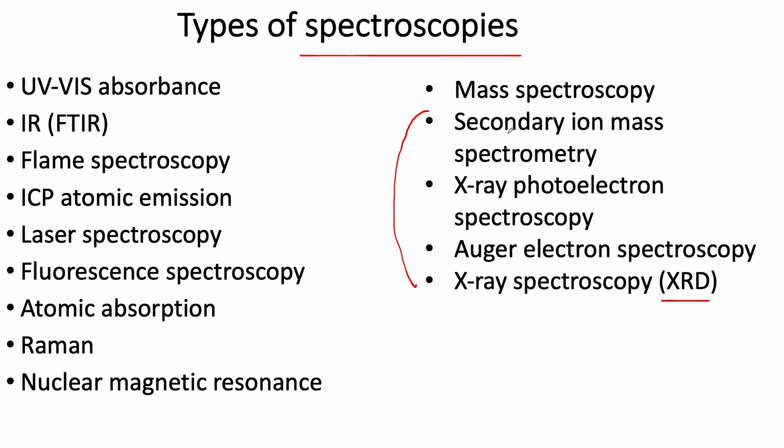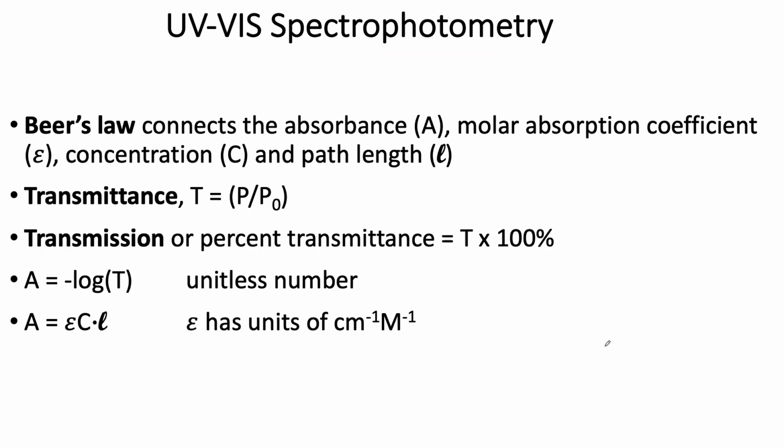Okay, all right, these are just different types of spectroscopies. Let's now focus on a few of them. Starting with the most common one, which is UV visible spectrophotometry. This is just absorption spectrum in the UV visible range.